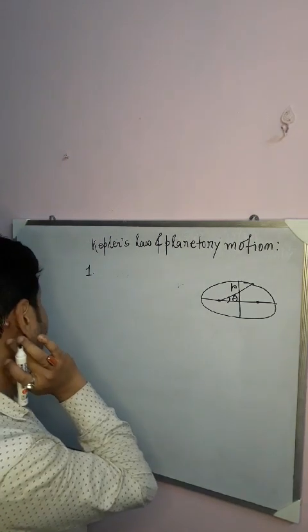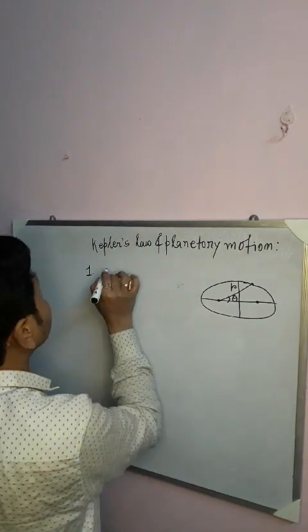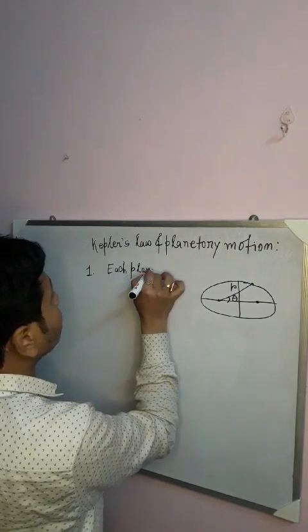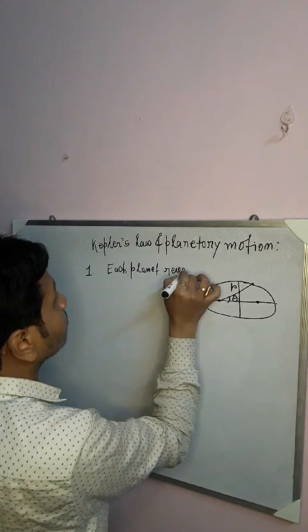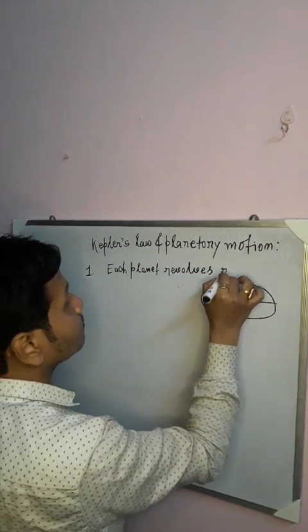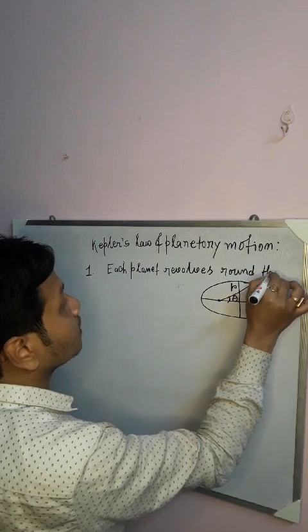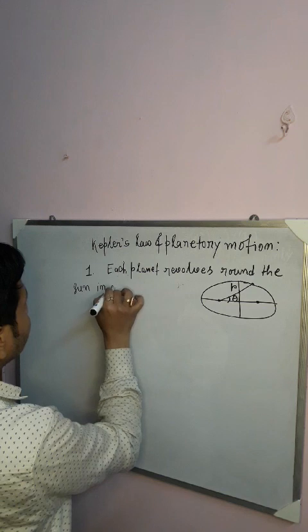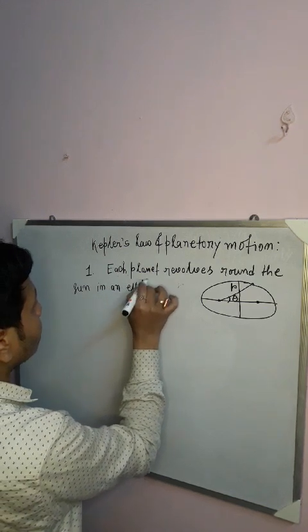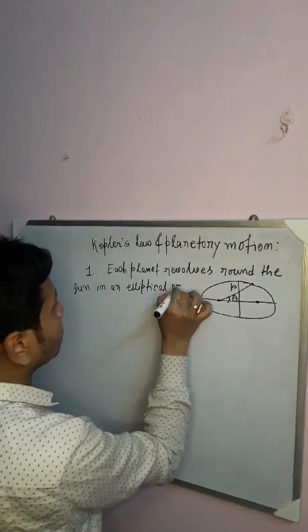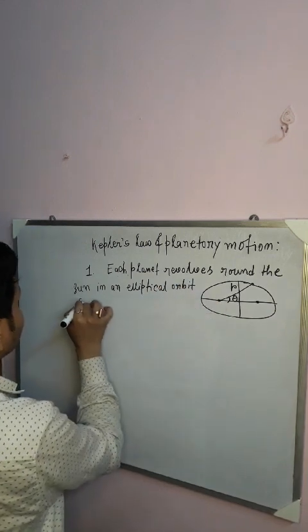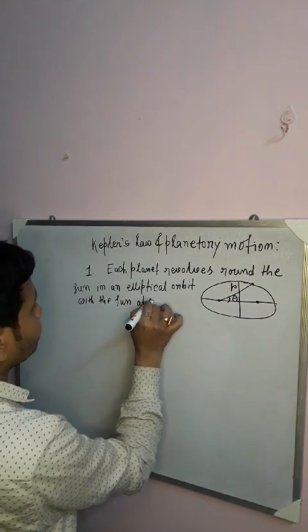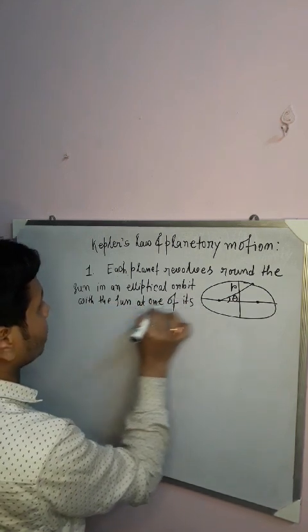So what does the first law state? That each planet revolves around the sun in an elliptical orbit with the sun at one of its foci.